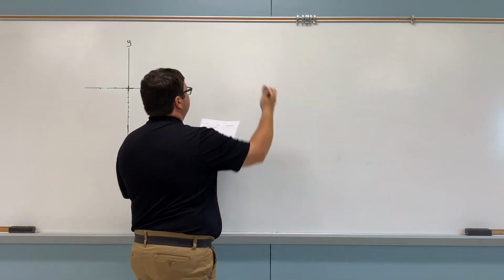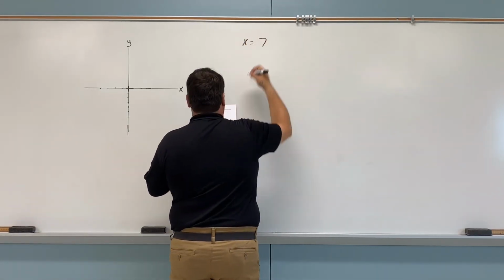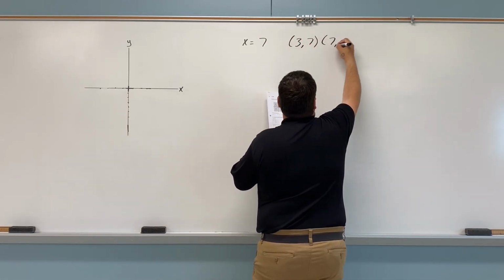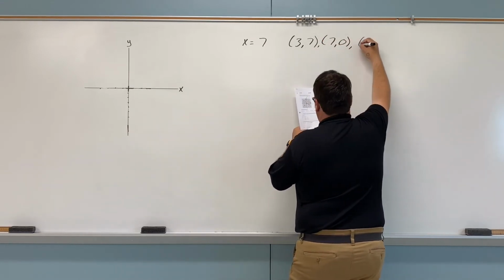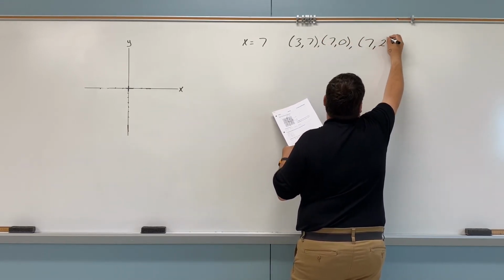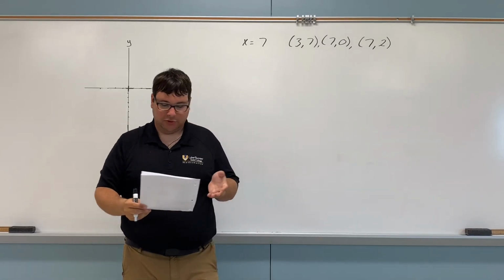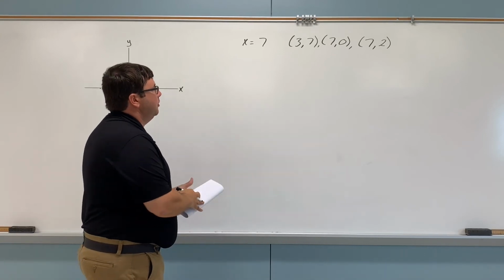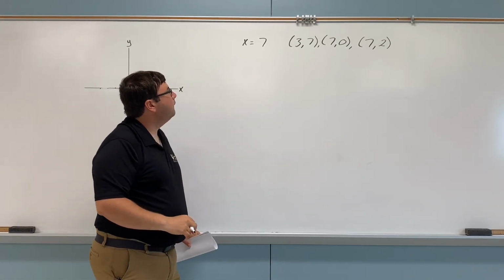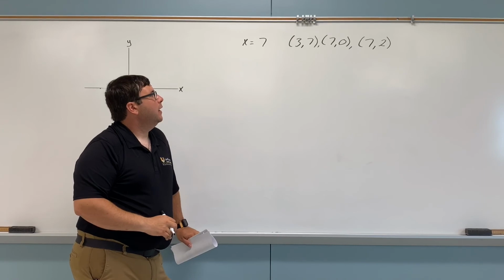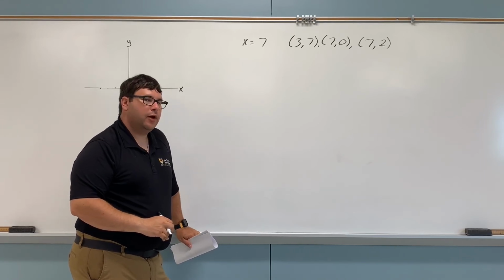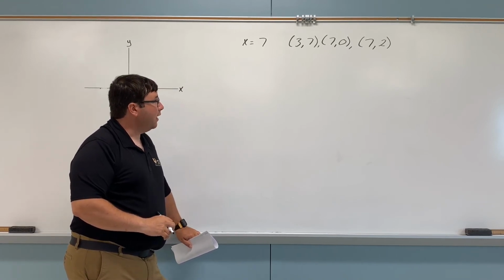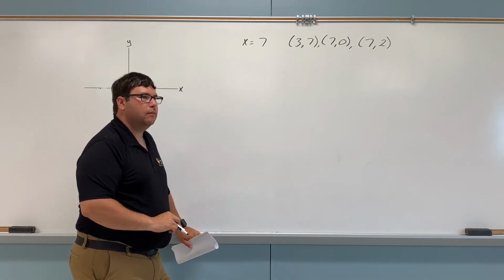So the last problem is x equals 7, and they give us points of (3, 7), (7, 0), and (7, 2). And again, same instructions, determine whether each ordered pair is a solution of the given linear equation. How do we plug in for a variable we don't see? Interesting. Because I see x, but I don't see a y. How very interesting.